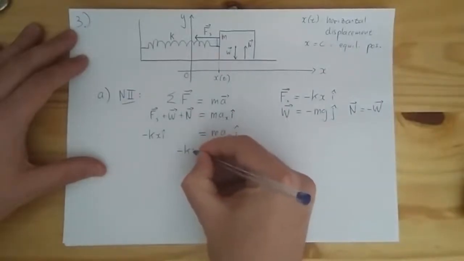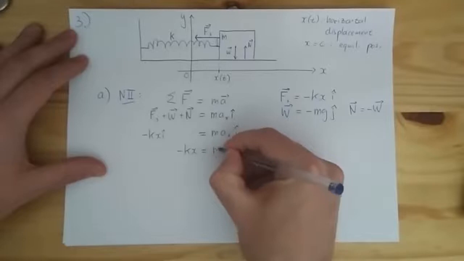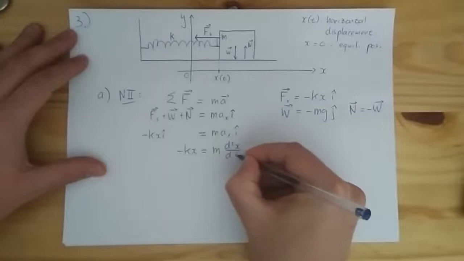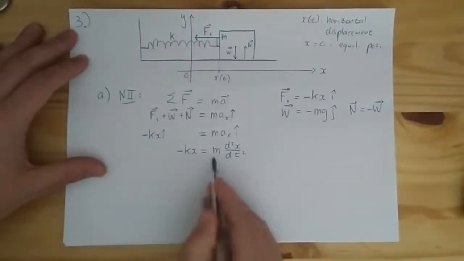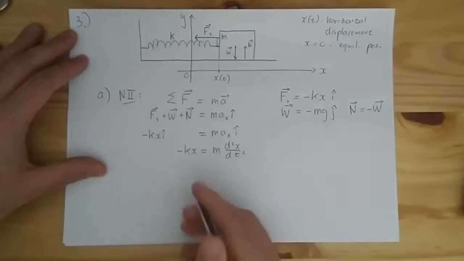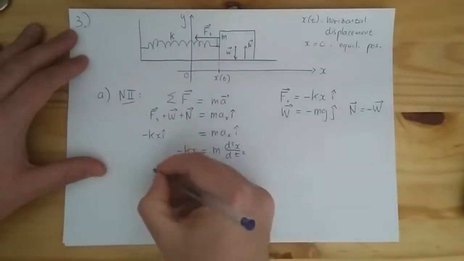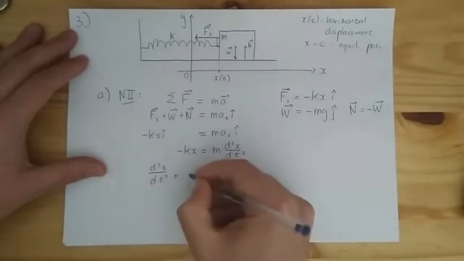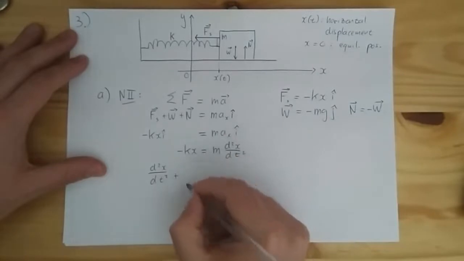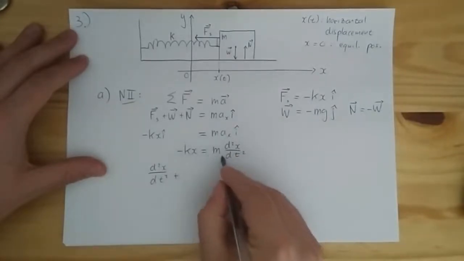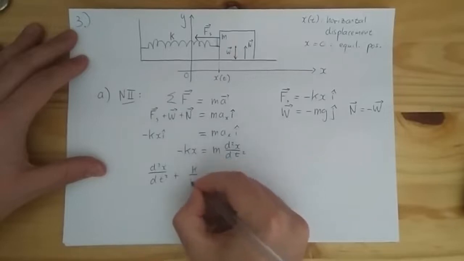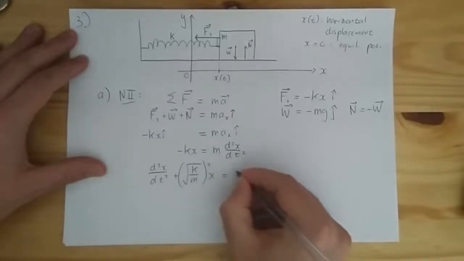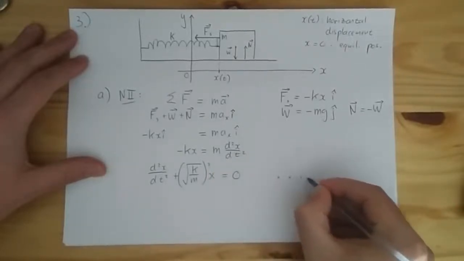Let's include this step. Minus kx is equal to m, and let's write this as the second derivative of the displacement function, which we know to be the case. And if I rearrange this, bring this term over, and write it on the left-hand side, then I've got the second derivative of x with respect to t squared plus, and I'm just going to write it immediately in that form of the simple harmonic motion differential equation. So that's going to be divided by m. So square root of k over m squared x equal to 0. And let's call this differential equation 1.